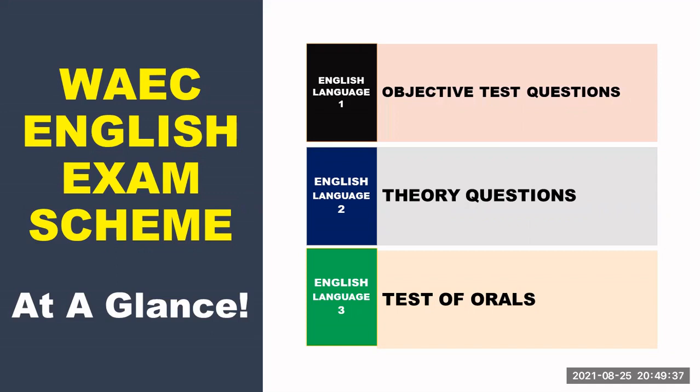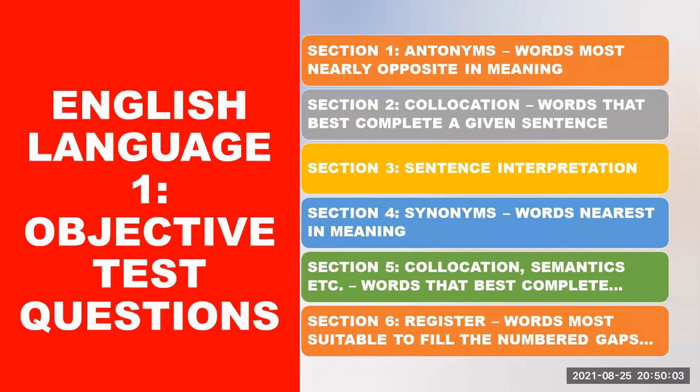What is known as the Senior WASSCE English exam is made up of 3 parts. English Language 1 consists of objective test questions. English Language 2 consists of theory questions. And English Language Part 3 consists of test of orals. Then let's look at Part 1.